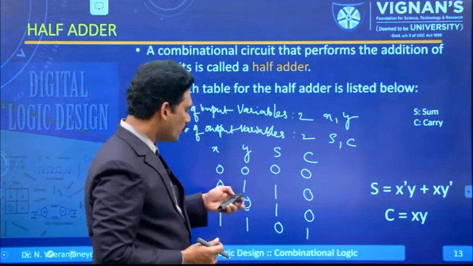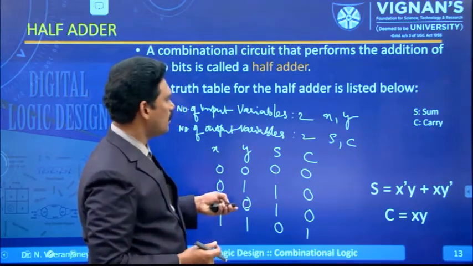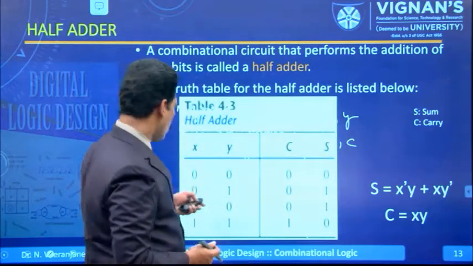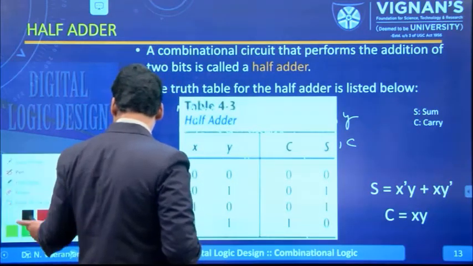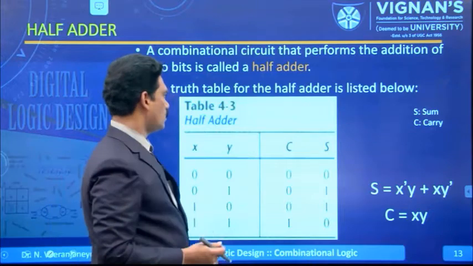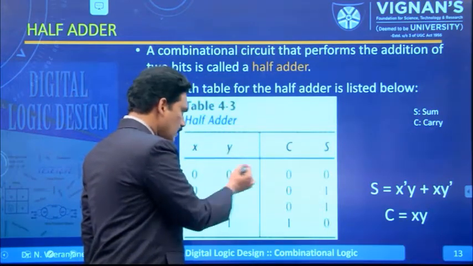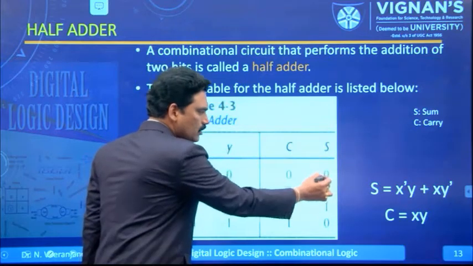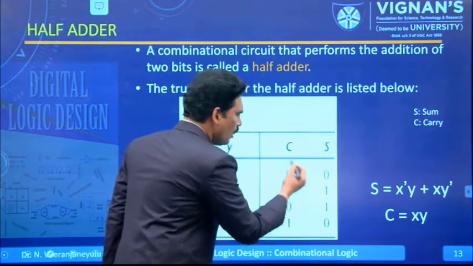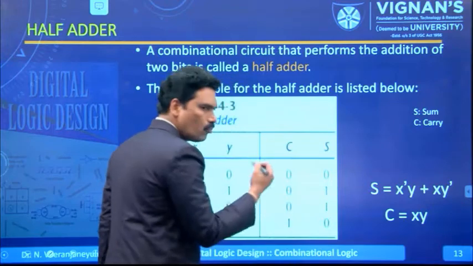Now, listen, I am going to display this truth table. So this is the truth table. For the half adder, the variable names are x and y. The inputs are 0, 0, 0, 1, 1, 0, 1, 1, the sum is 0, 1, 1, 0, and the carry is 0, 0, 0, 1.